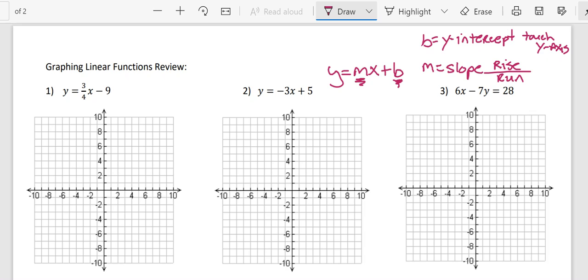The x and the y are going to remain variables because whatever you plug in for x will determine what y is. That's what it means by a function, that one of the variables depends on the other. So when it comes to graphing these lines, what you want to do is make sure it's in this form. This is called slope-intercept form.